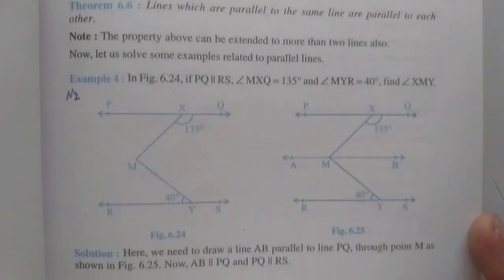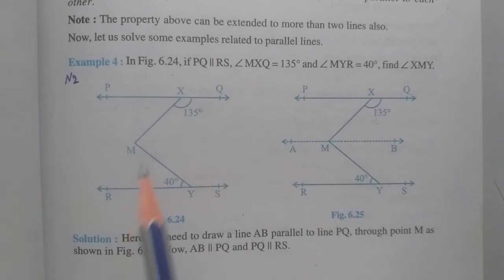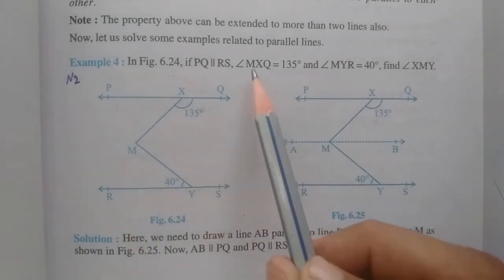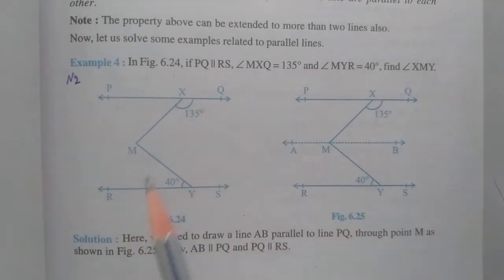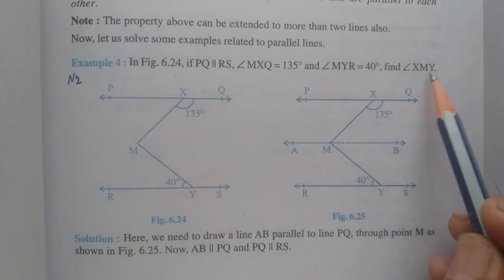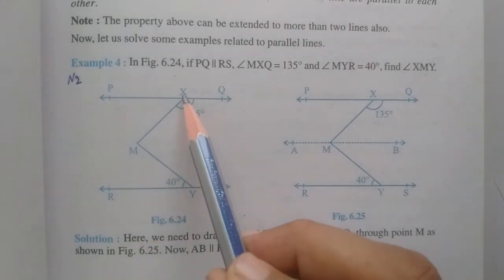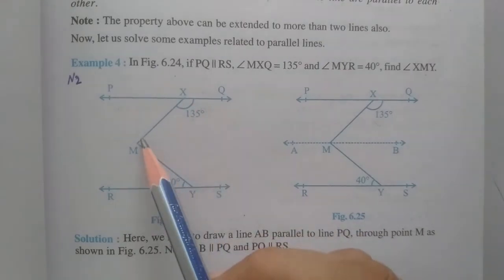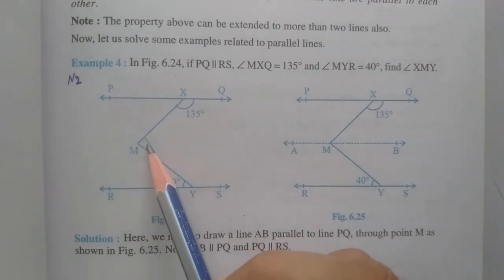Now children, example number 4. Here it is given that this angle is 135, this angle is 40. The question is, find out x, m, y. This angle we want to find, children.